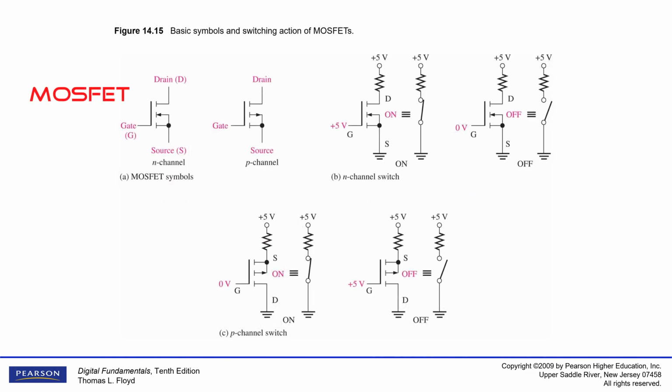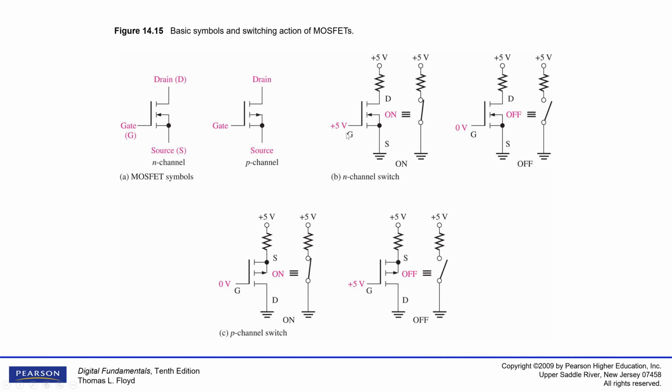This is the symbol of a MOSFET transistor. You see three terminals, the gate, the drain, and the source. This is an N-channel and P-channel. When the gate voltage of an N-channel MOSFET is more positive than the source, the MOSFET is on, and there is a closed switch between the drain and the source. When the gate-to-source voltage is zero, the MOSFET is off, and there is an open switch.